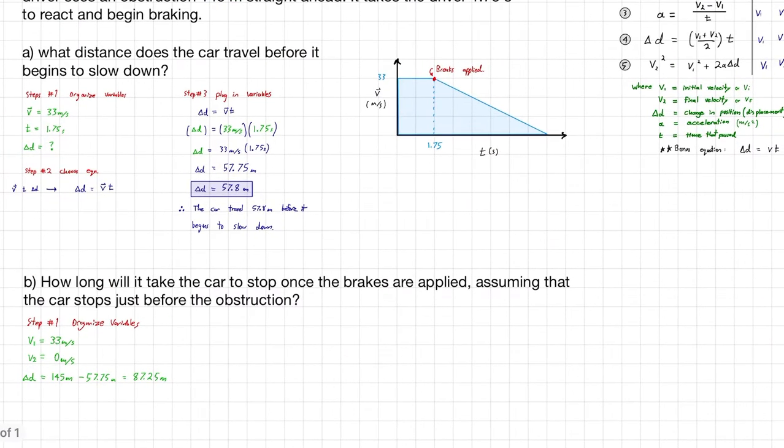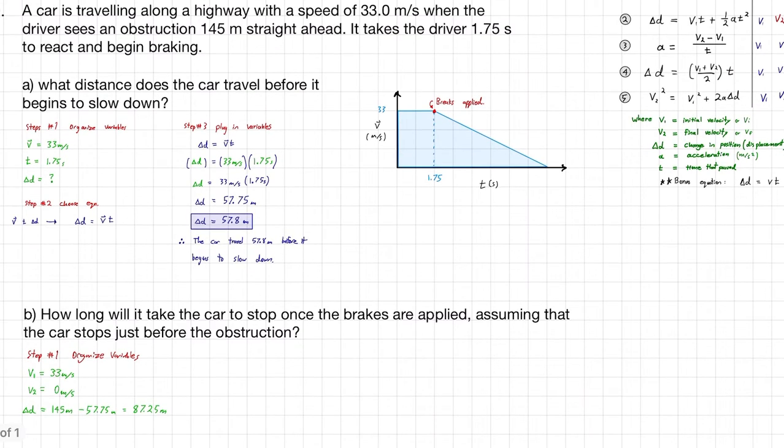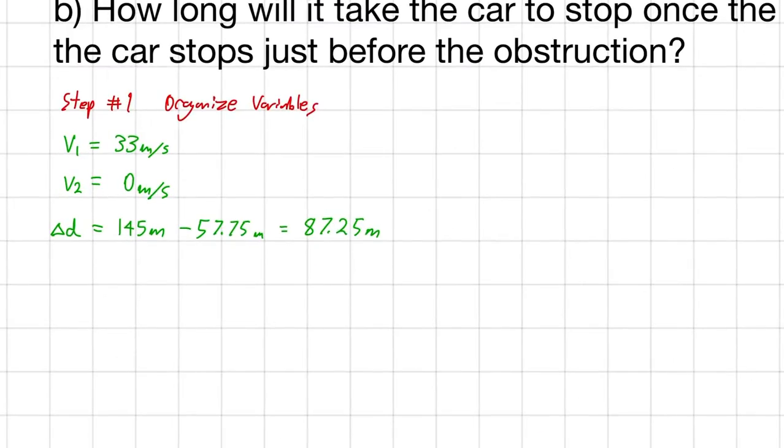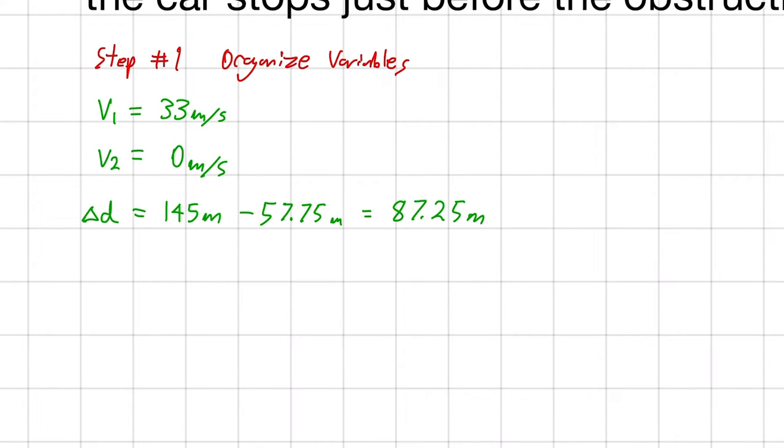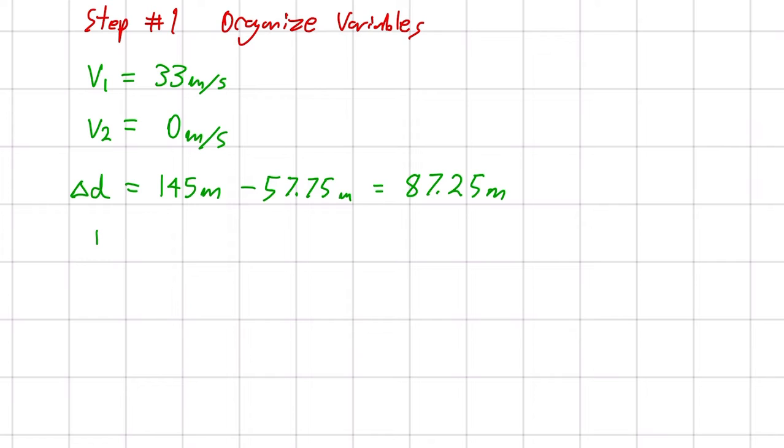So that's after the driver's reaction time of 1.75 seconds, how much distance is left until the obstruction. And now it's actually 87.25 meters. And then our fourth variable, we are looking for a time. How long will it take? So that's time. How long? And that is our unknown.